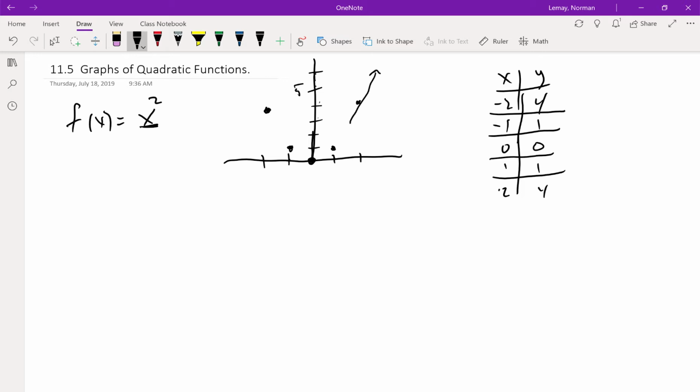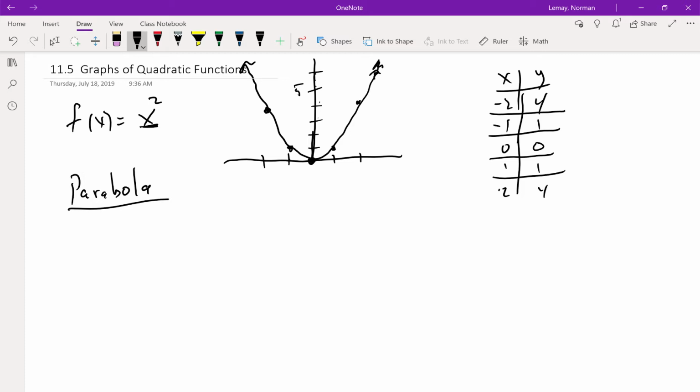And if we take a look at the graph of x squared, it looks like that. This type of graph is what we call a parabola. A parabola is just a fancy word for a bowl-shaped sort of graph. So the graph of x squared, no matter what, is going to look like this.